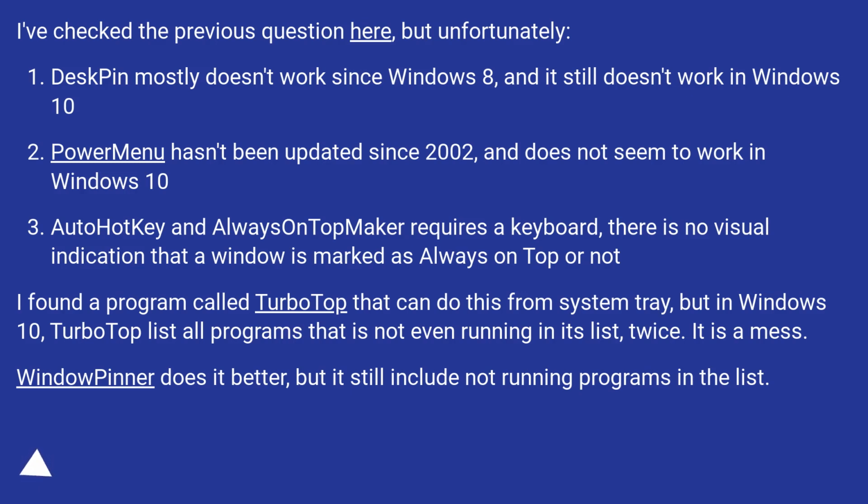I found a program called TurboTop that can do this from System Tray, but in Windows 10, TurboTop lists all programs that are not even running in its list, twice. It is a mess. Window Pinner does it better, but it still includes not running programs in the list.